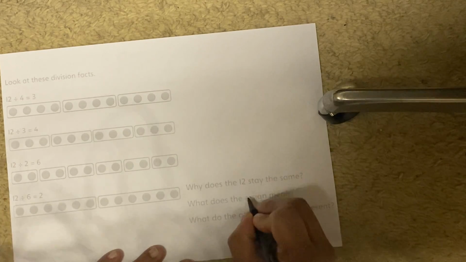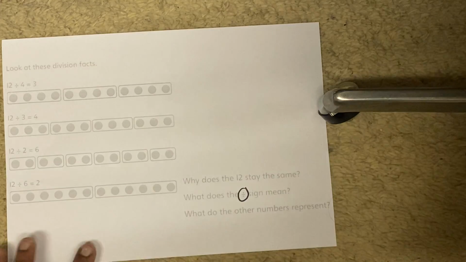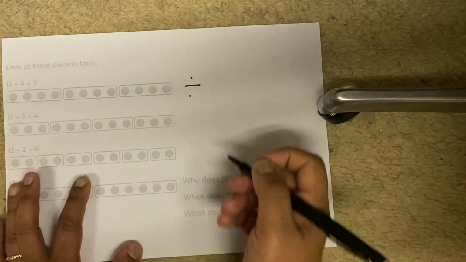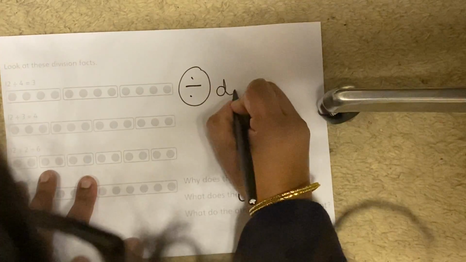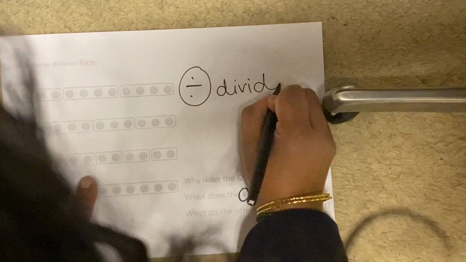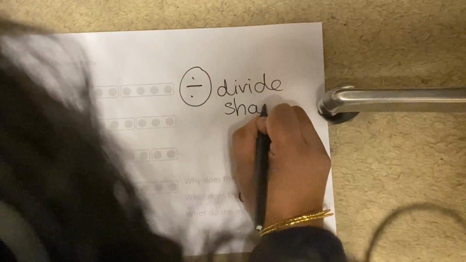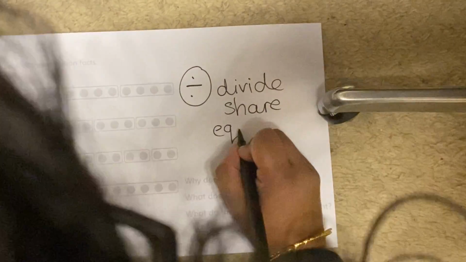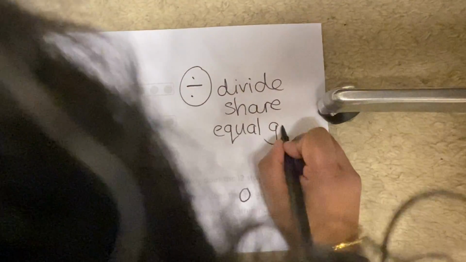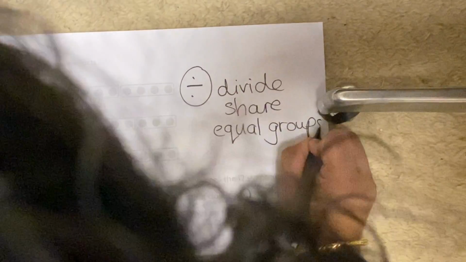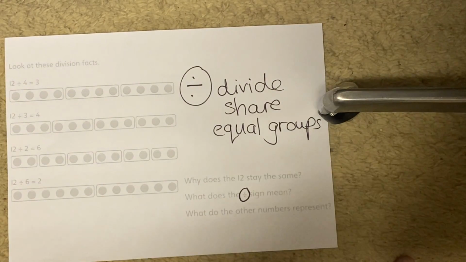What does that sign mean? You can remember, we just learned this. What does this sign mean? I'll make it bigger for you. What does that mean? Exactly, to divide. That means to share it into equal, well done, equal groups. There we go. Okay? What do other numbers represent?